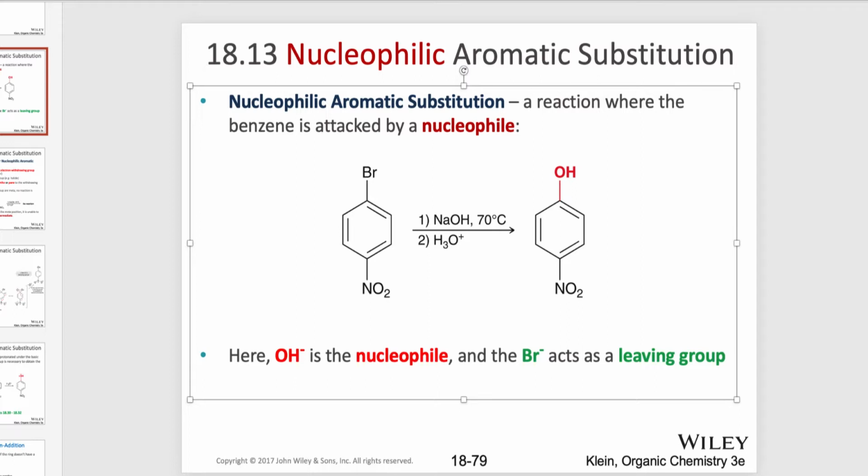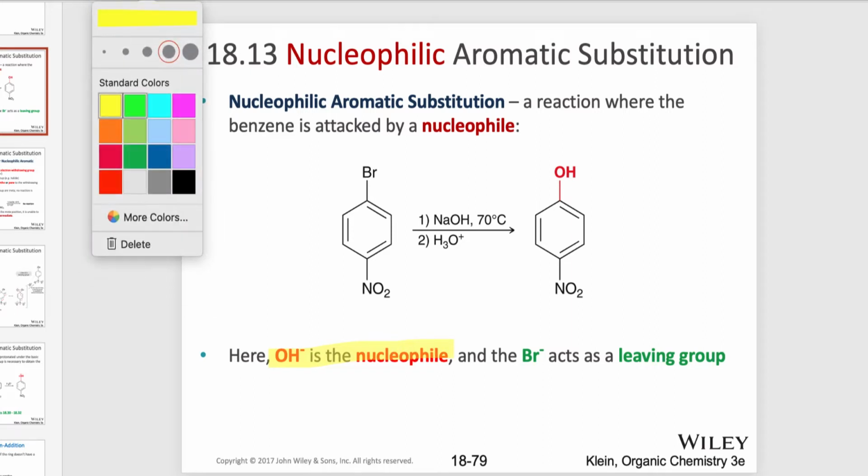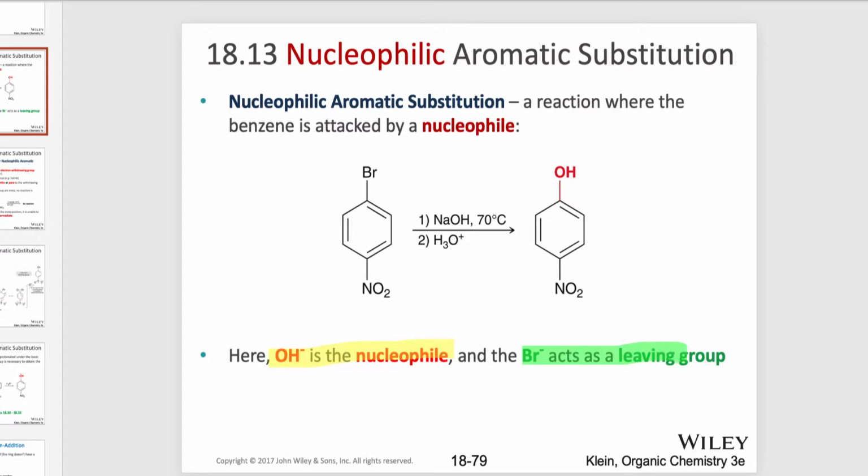We need to understand what it means to read these conditions. Here, OH minus is the nucleophile, and Br minus is the leaving group. Okay, so we need to utilize our foundational skills on how to use our mechanistic insight. What constitutes a nucleophile? What constitutes an electrophile? And how do we use the curved arrows to trace these electrons in the mechanism?